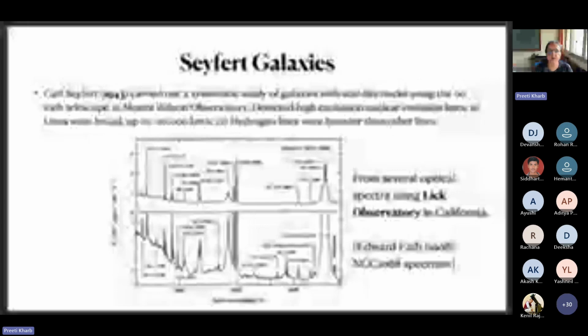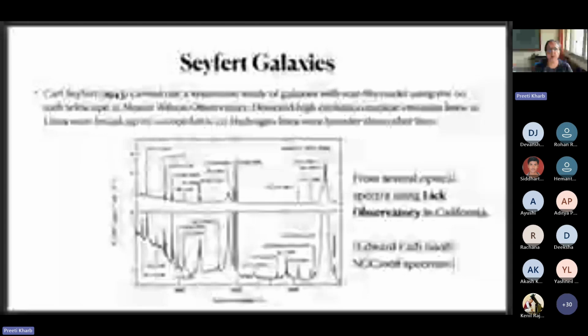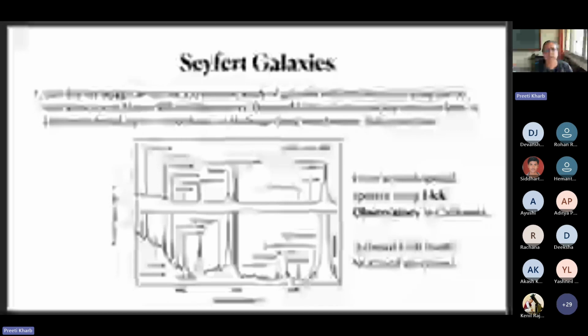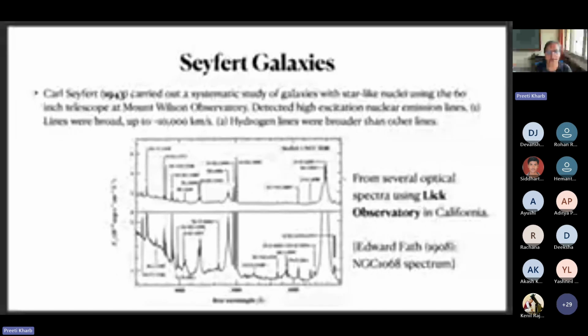So there were a few galaxies which had star-like nuclei and spectra dominated by emission lines, and these were studied in great detail. The spectra were also very interesting because you could see that there were very high excitation nuclear lines. For example, you can see iron 7, oxygen 3, neon 5, so very high excitation lines of some elements. And you can also see here that there are narrow lines, but of course we'll quantify that a little later.